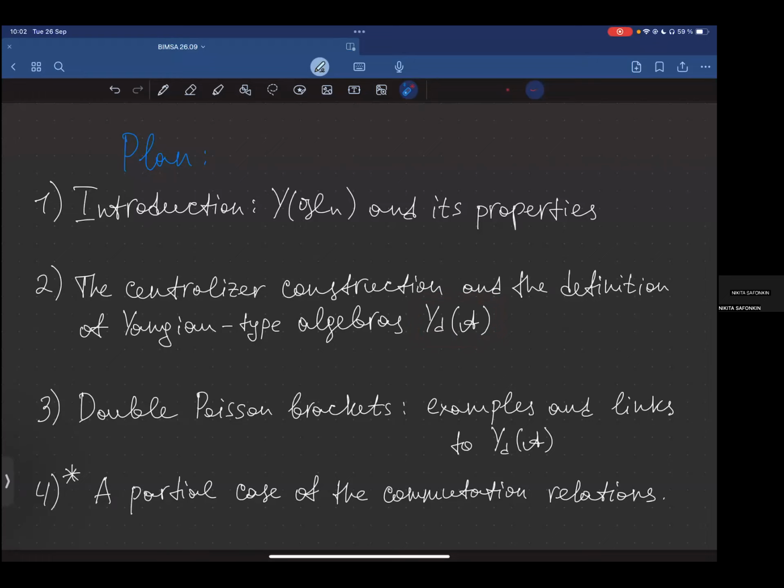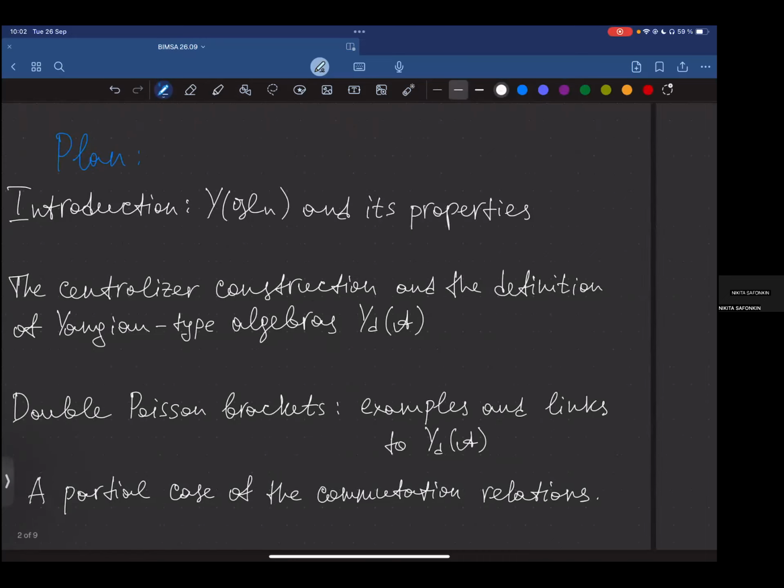To do that, I will need double Poisson brackets. In fact, I will need very specific double Poisson brackets on three algebras. I will give the main definition of the double Poisson brackets, which is due to Michel van den Bergh. I will provide some examples and I will discuss links to these Yangian-type algebras. And if time permits, I will discuss something else. All right, let me start.